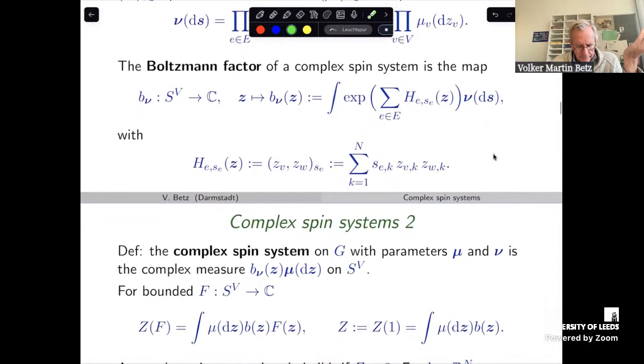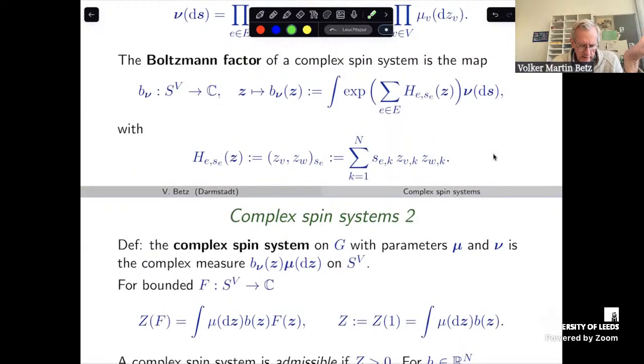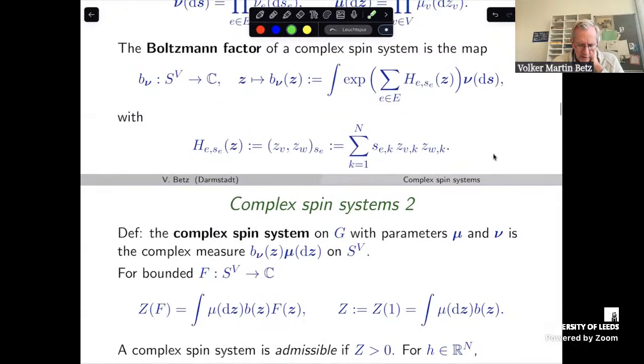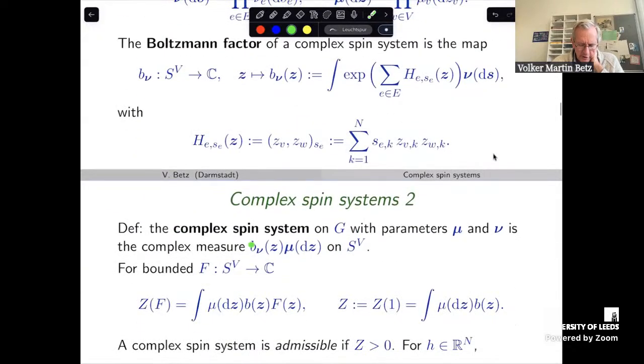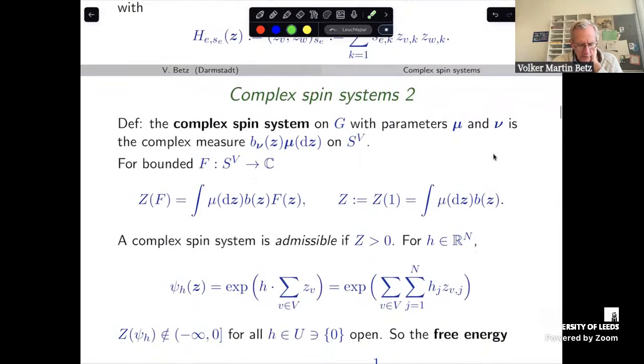Okay, so the complex spin system is just a complex measure on S to the V. V is the vertex set, S is the spin space, with a Boltzmann factor weight and the product over the single site measures. So here's a product measure, and it's made interesting by introducing this Boltzmann factor. So it's like in the Ising model, and I use the following notation here.